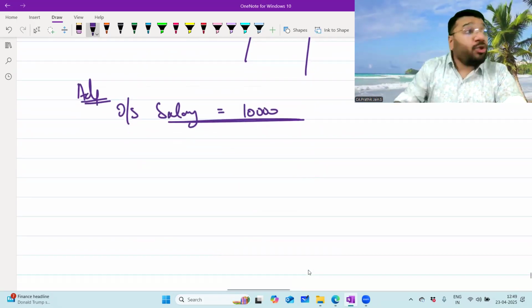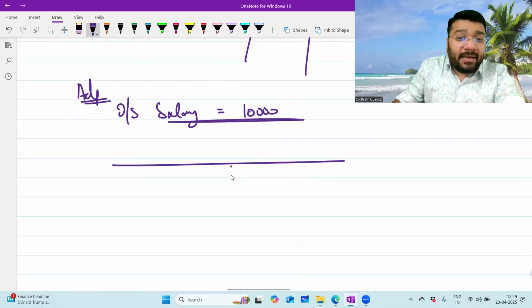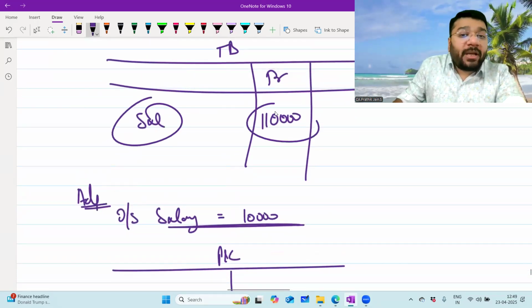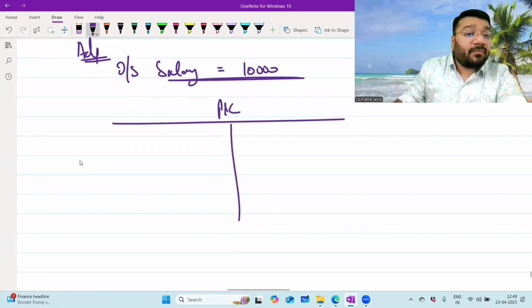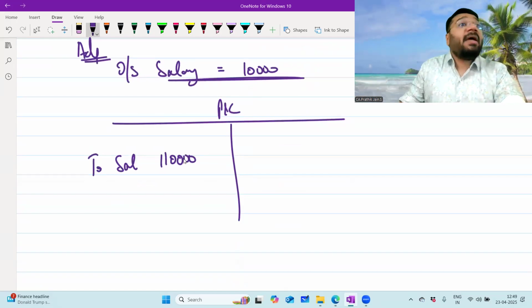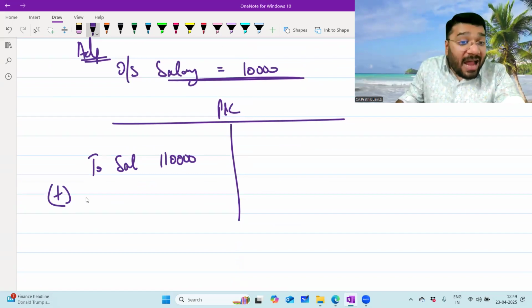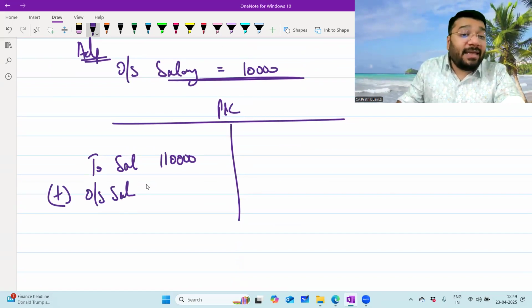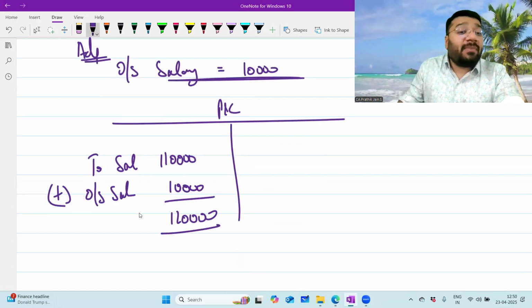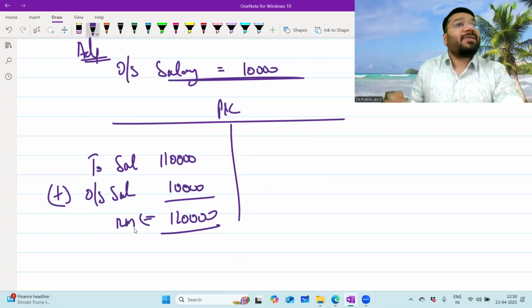You have a habit that when I open the P&L account, you will record the salary value. You will record the salary in the P&L account. To salary, 1,10,000 in the inner column. And what did your teacher say? Add outstanding salary 10,000 and the total is how much? 1,20,000, which is nothing but the salary for 12 months.